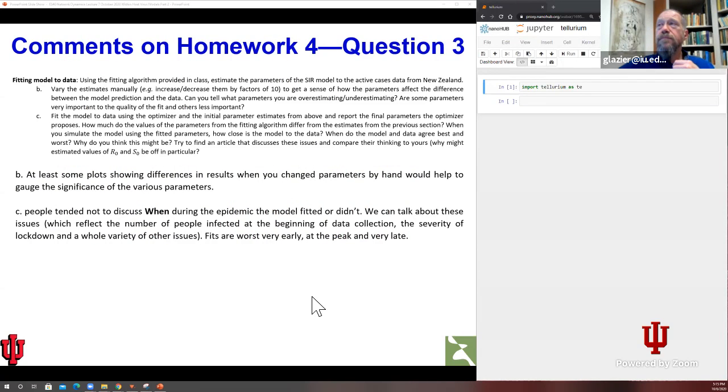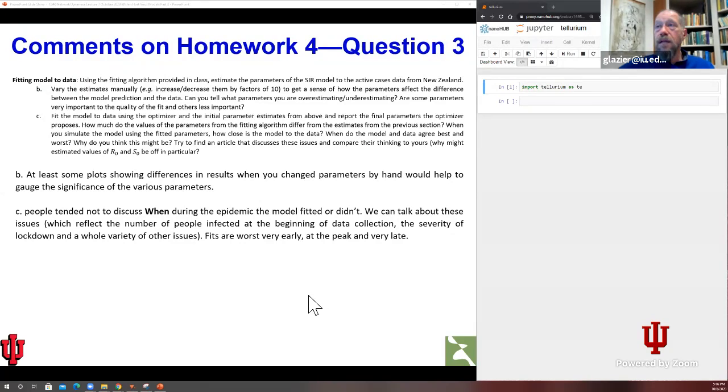And then I asked people to vary S naught, R naught, and mu once you estimated the rates, and see what happened. And nobody plotted the results. People described the results, but nobody actually showed them. And it would have been really helpful if people had shown some different time series and compared the results explicitly. You can right click on a figure in Jupyter Notebook and save it as an image or as a data set. So that would have been very helpful.